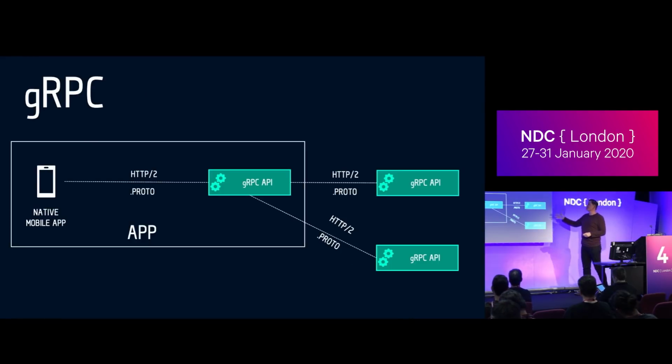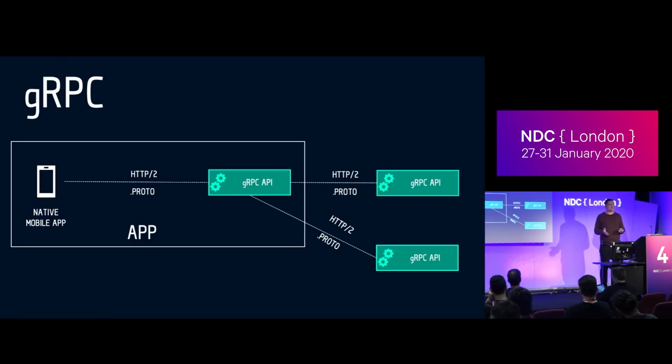Because what this can let you do is get one protocol end-to-end in your stack. So you can have one place where you share all of your proto files, and then be able to do all of the code generation of all those files themselves. And the beauty with a native mobile app as well is that you can use HTTP2 end-to-end.